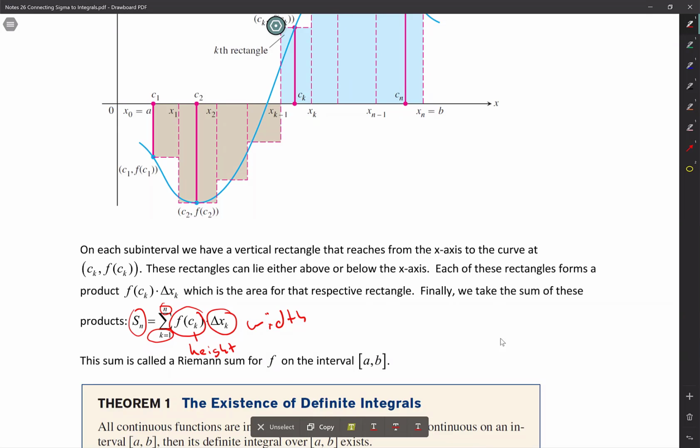The S of n just means that they're summing an infinite amount of rectangles. Well, not yet, because it doesn't say the word limit as n approaches infinity. But that's what we're going to do. The f of ck stands for your height of that specific rectangle. And the delta x of k is your width of the kth rectangle.